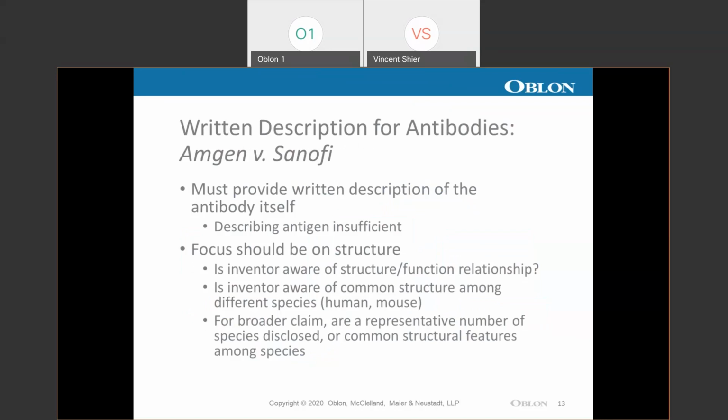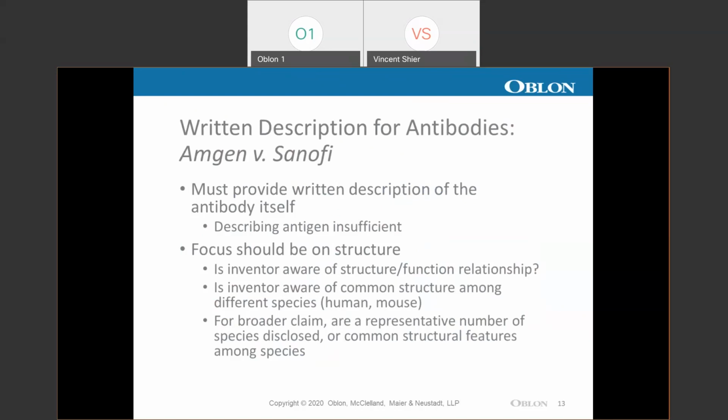So, due to the Amgen v. Sanofi case, the USPTO issued a memorandum in February of 2018 called the Clarification of Written Description Guidance for Claims Drawn to Antibodies and Status of 2008 Training Materials.